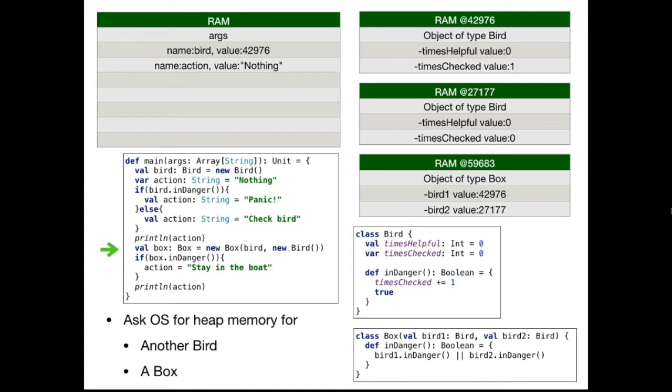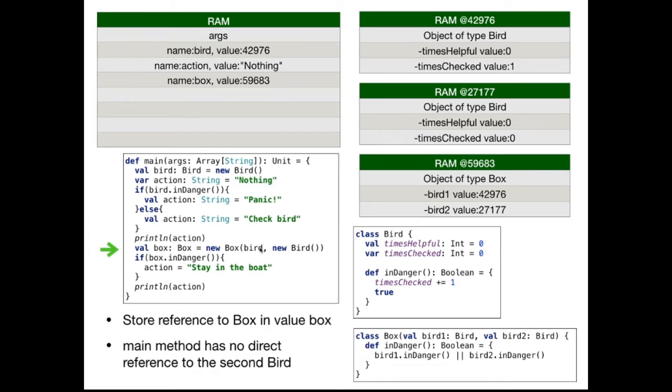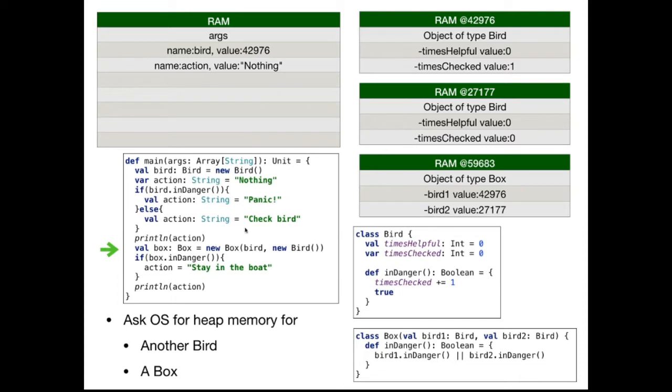Now we get to quite a mouthful for a line. We're creating a new value named box. Actually, that's not going to happen until after new resolves, but we're calling new, creating a new box, and giving it 2 parameters. It takes 2 birds. We're giving it as the first argument the bird that we already created, which has this value. So we're giving the value 42976 as the first argument, that reference to a memory address, and then also creating a new bird.